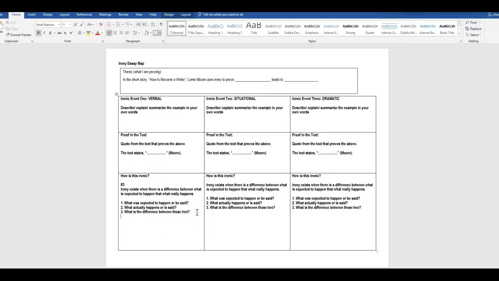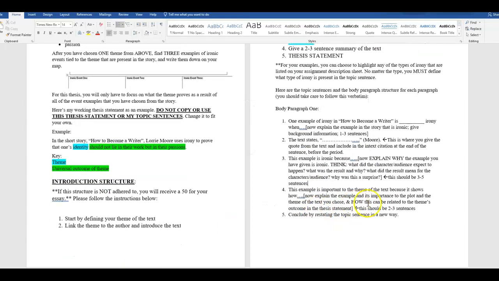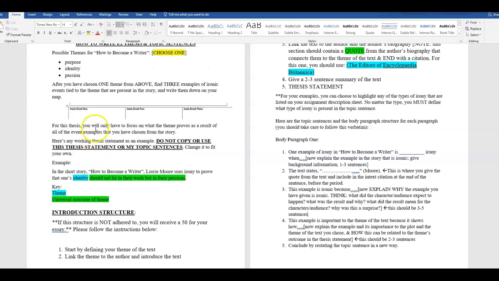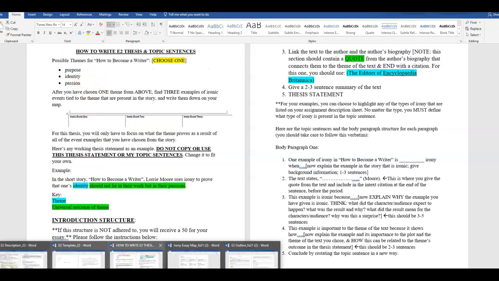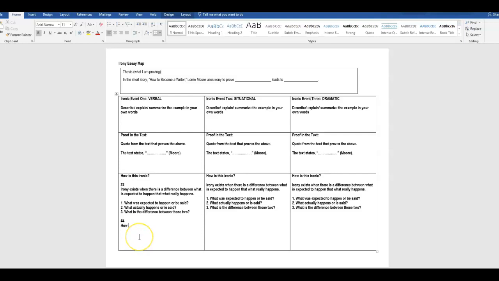If you want to go ahead and start on number 4 in your map and get some feedback on it, then you need to go back and look at the How to Write document. It says, "This example is important to the theme of the text because it shows how." Now that points back to your thesis, where if you chose purpose, then you're going to show in your map how the example shows that purpose leads to whatever you put here, okay? Leads to or causes. Whatever you use at the end of your thesis statement is what's going to start number 4. So if you want to do 3, that's fine.